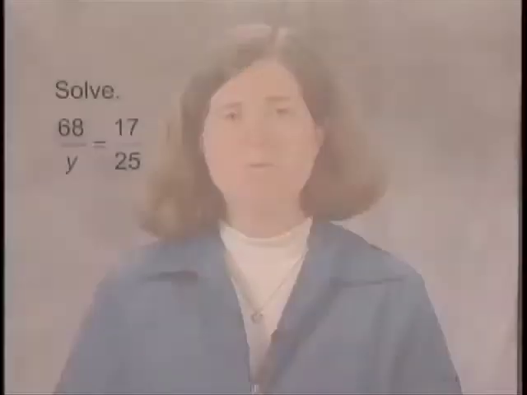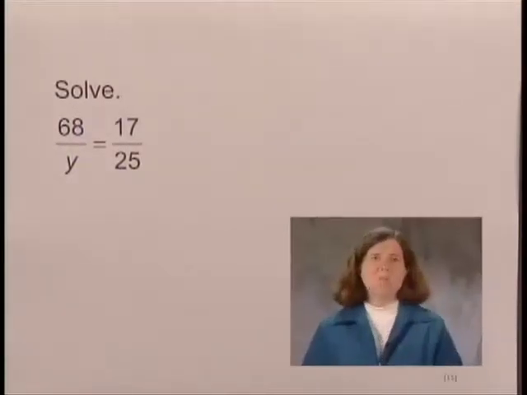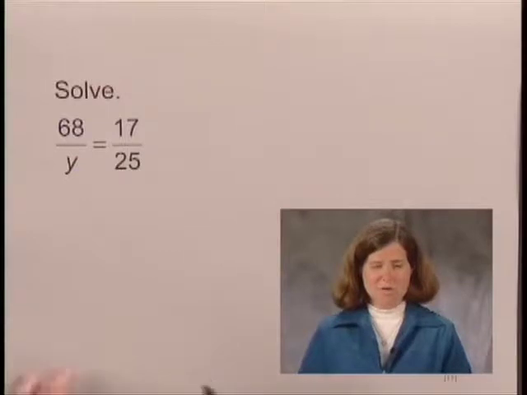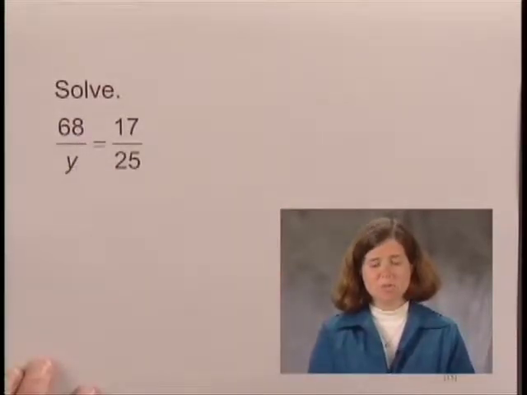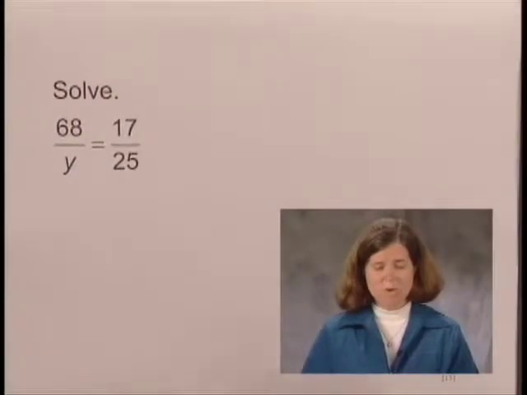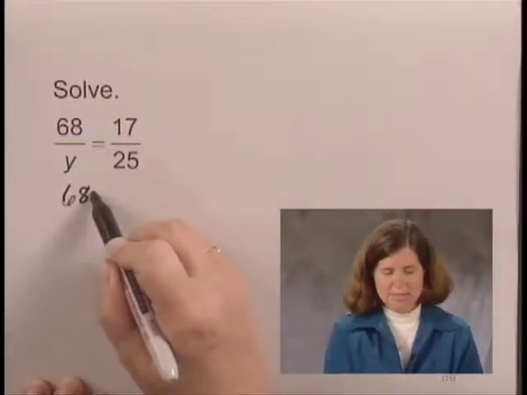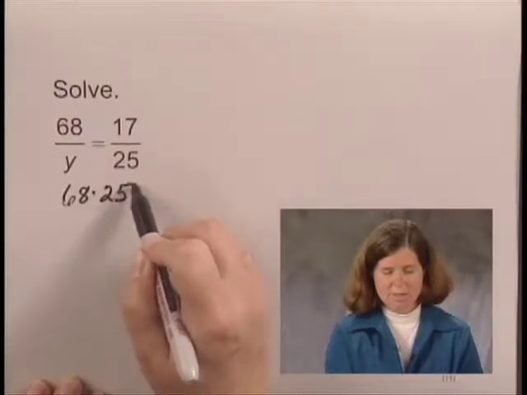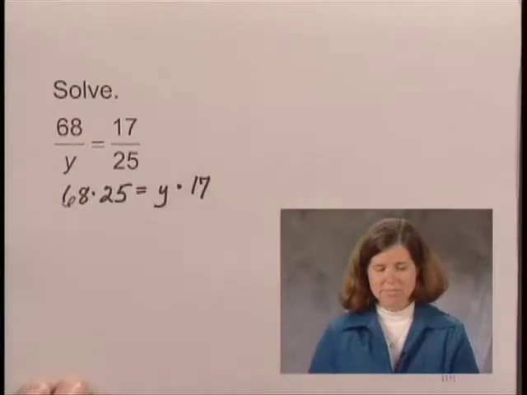In this exercise, we'll solve the equation 68 over y equals 17 over 25. We'll solve this by equating cross products. The cross products are y times 17 and 68 times 25. So we can write 68 times 25 equals y times 17.